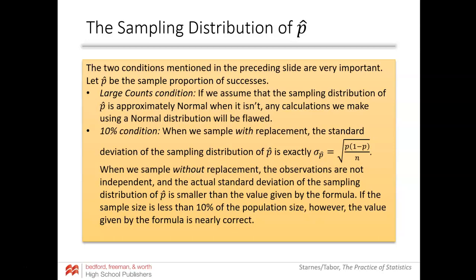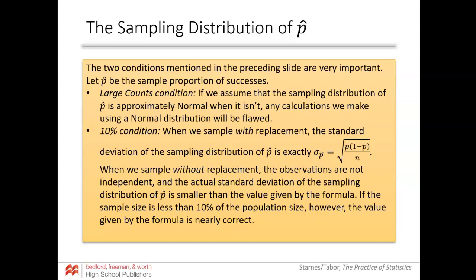When we sample without replacement, the observations are not independent. So you're going to change the probability of pulling out a winner essentially if you don't replace what you're taking from. And the actual standard deviation of the sampling distribution is smaller than the one given by the formula here. This is kind of above our pay grade, guys, because some very smart statisticians in the past figured this out. It says if the sample size is less than 10% of the population, however, the value of the formula is pretty darn close to correct.